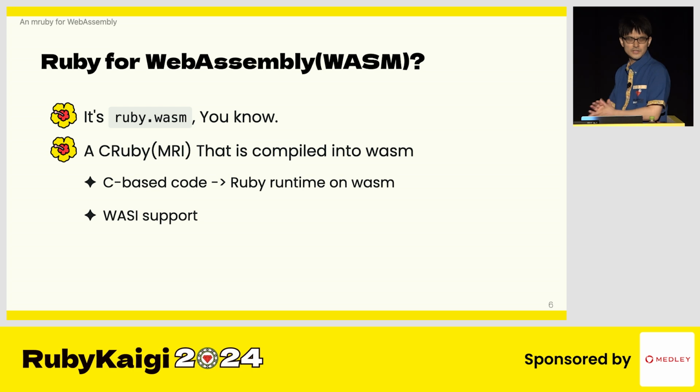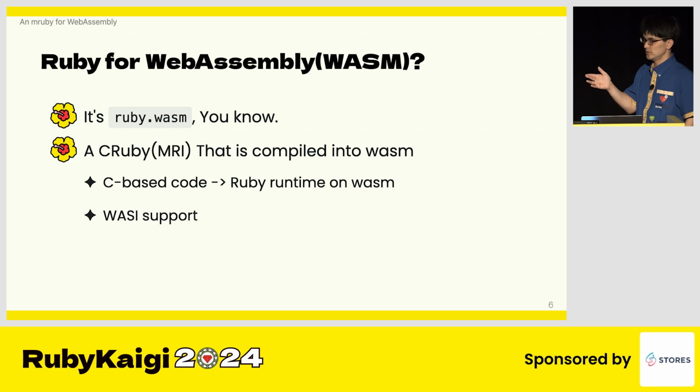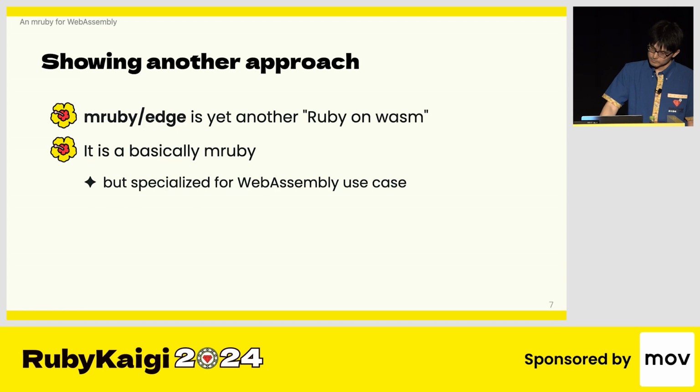Okay, Ruby for WebAssembly. What I think you already know about is ruby.wasm. It is C that is compiled into a WASM binary. You know, C is C language based. Then you can compile it into WASM format and run it on browsers. But I'm going to show another approach. It is mruby Edge.